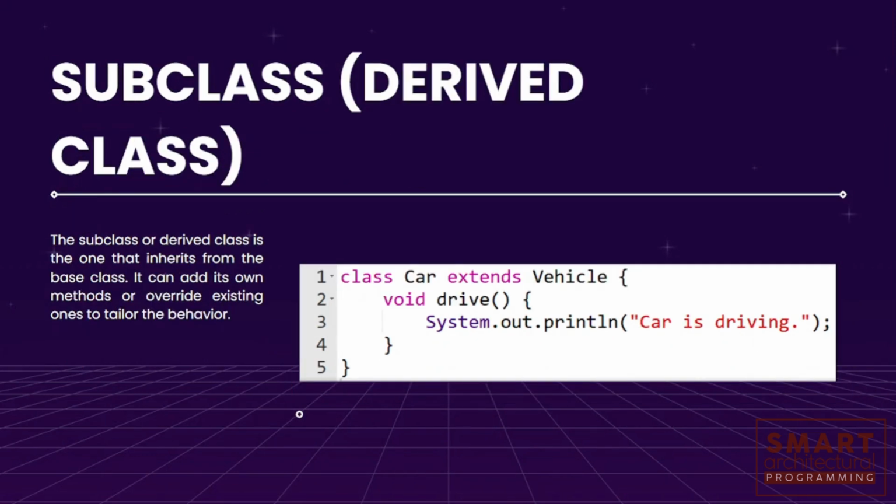So when we talk about subclass, we need to understand this is the class that inherits the properties of the superclass, or it's the child class that inherits the traits of the parents. It's also called the derived class. Basically, it can add its own method or override existing ones to tailor its specific behavior. But most of the blueprint comes from the parent class.